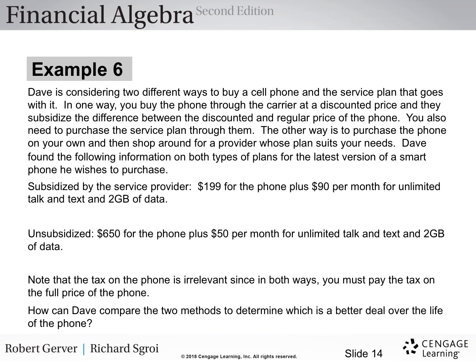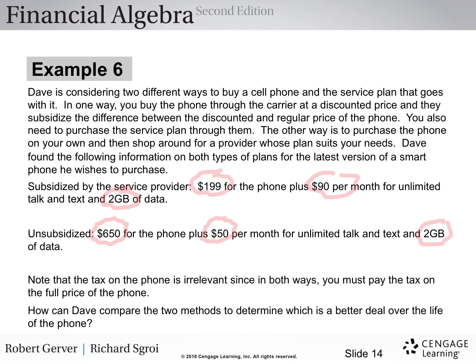he wishes to purchase. Okay, so let's look at what we got here. So, subsidized by the service provider, it's $199 for the phone plus $90 per month for unlimited talk and text and 2 gigabytes of data. That's the subsidized version. The unsubsidized version, he has to pay the full price for the phone, which is $650, plus only $50 per month for unlimited talk and text, and 2 gigabytes of data.